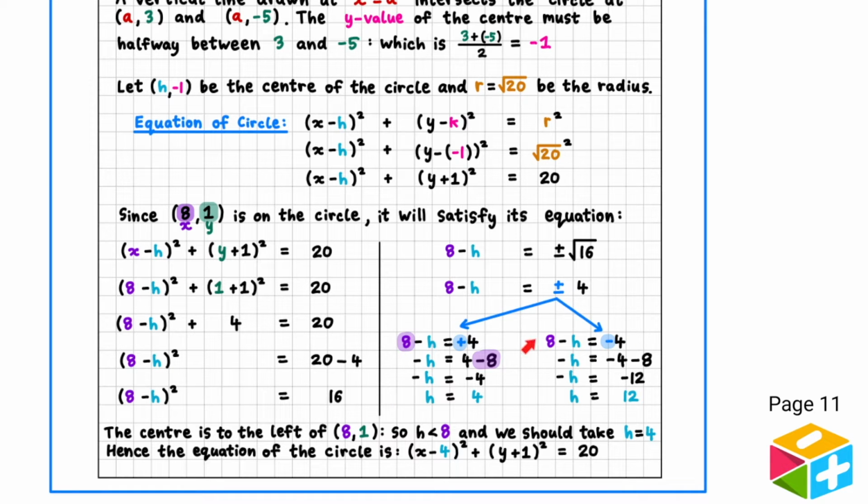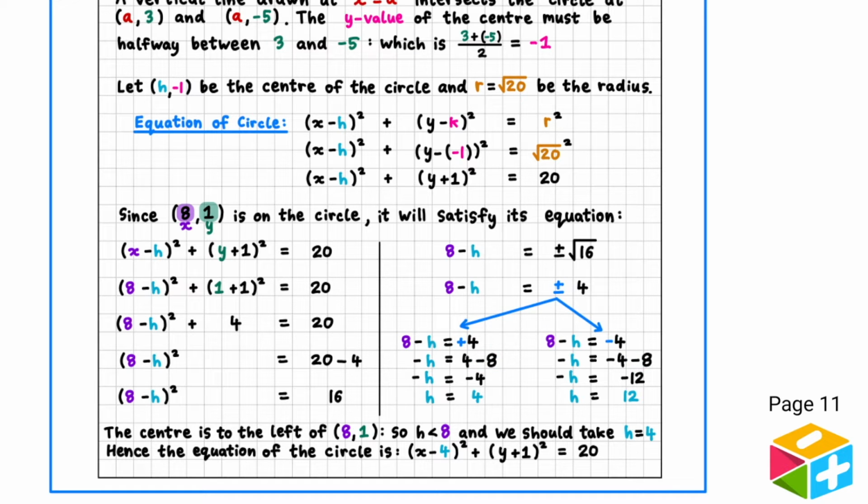In the second case, we have 8 minus h is equal to minus 4. Here, I'll subtract 8 from both sides. Simplify minus 4 minus 8 to minus 12. And then change the signs of both sides. This gives us h is equal to 12.